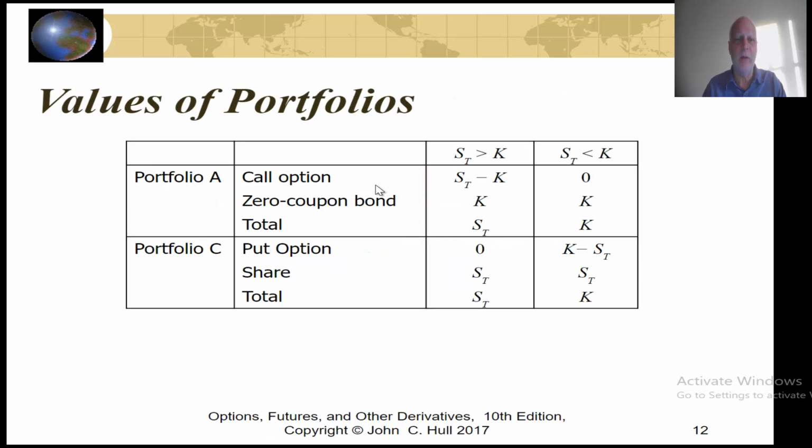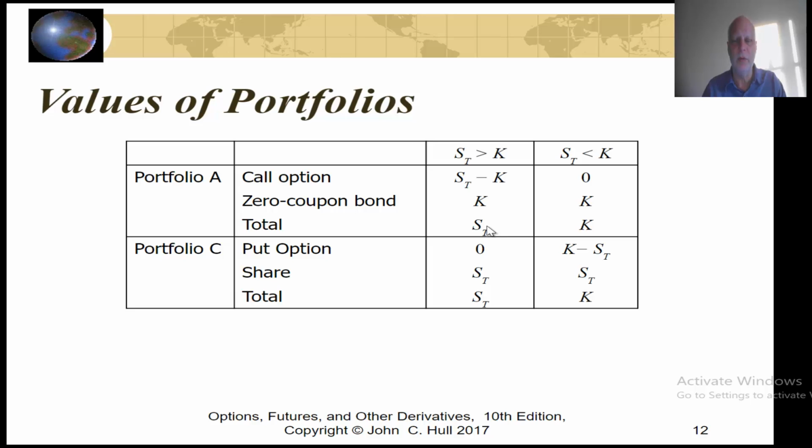So let's look at the value on the day of expiration of these two portfolios. If on the day of expiration the stock price is greater than the strike price, then the call option is going to yield stock price minus the strike price. The zero coupon bond will be worth the strike price, so the value of the portfolio will be this plus this, or the stock price.